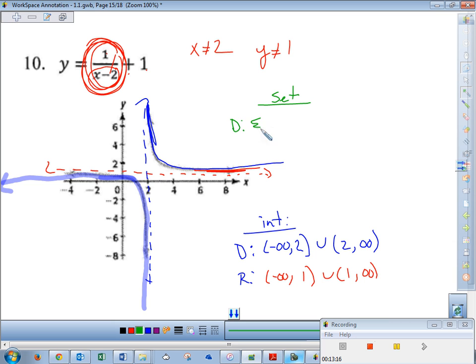The domain: the set of all x's such that. Can you figure out what this means right here? x is less than 2. Isn't that what that means? All the x's less than 2. Union, this union, greater than or. I don't know if you remember that phrase: union means or. x is greater than 2.